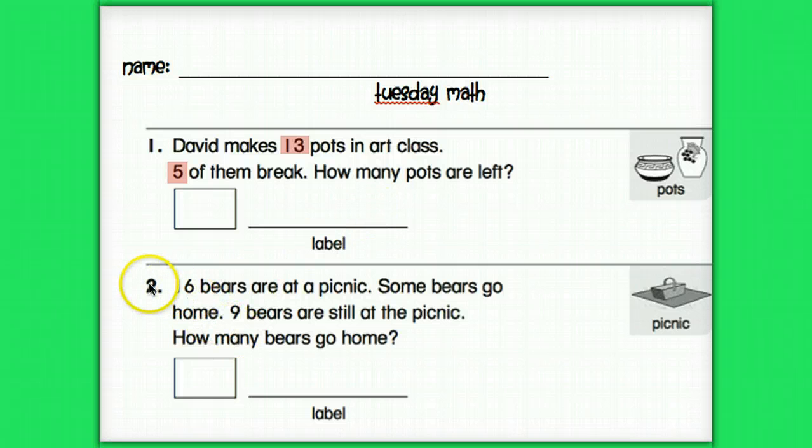Let's take a peek at number 2 really quick. 16 bears are at a picnic. Some bears go home. 9 bears are still at the picnic. How many bears go home? Again, think about the numbers they gave you. What do you know about those numbers? And see if you can solve it using a math mountain.